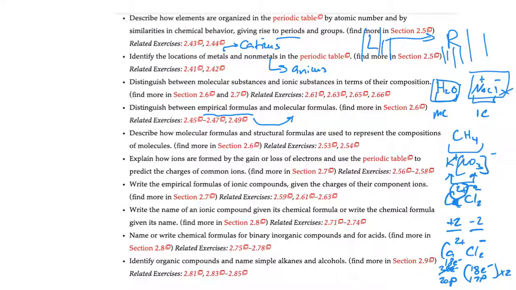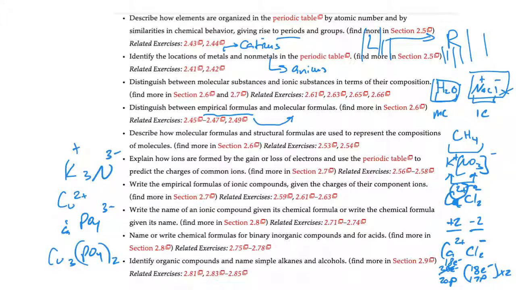We have: write the empirical formula of ionic compounds given the charges of their ions. So predict the formula for something like potassium nitride, K3N, because nitride is 3-, K is K+. What about the formula between, say, copper 2+ and the phosphate ion? That would be Cu3(PO4)2, because we're balancing out the 2 pluses. So we have a 6+ charge. 3- times 2 is a 6-. So balancing out the plus and the minus.